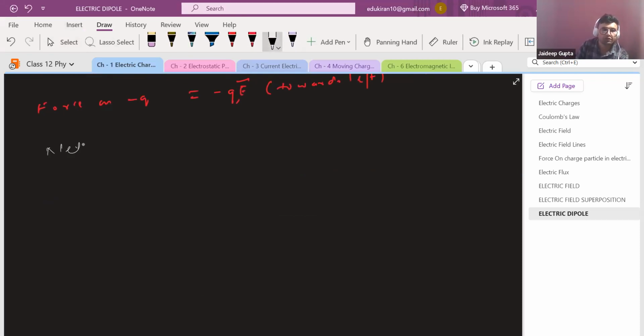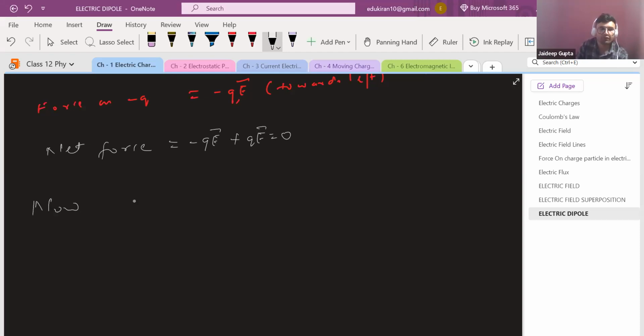So net force equals minus qE plus qE, that equals 0. The negative sign indicates the direction. So the net force experienced by an electric dipole in a uniform electric field is 0.